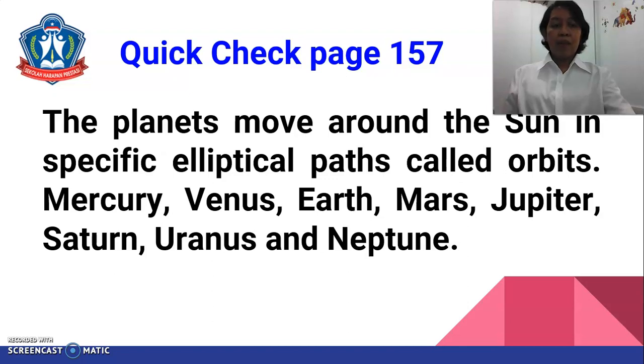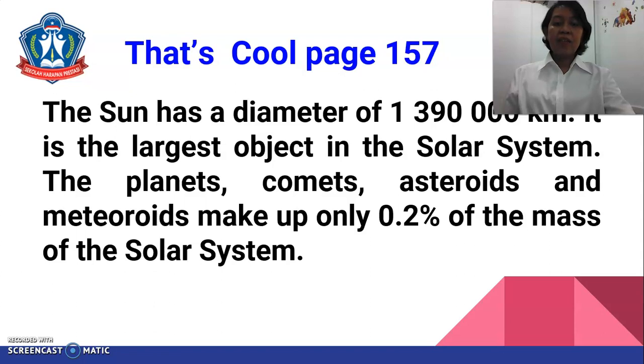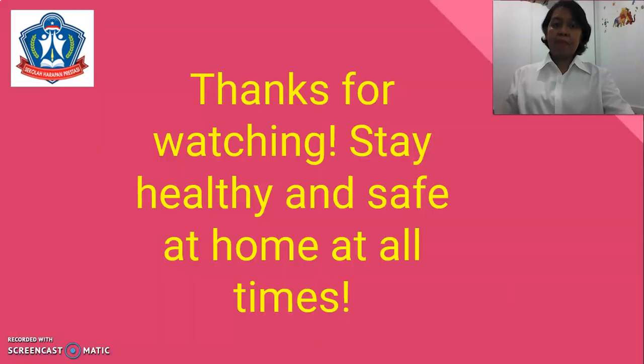So, we have the following planets: Mercury, Venus, Earth, Mars, Jupiter, Saturn, Uranus, and Neptune in their proper order. The Sun has a diameter of 1,390,000 kilometers. It is the largest object in the solar system. The planets, comets, asteroids, and meteoroids make up only 0.2% of the mass of the solar system.